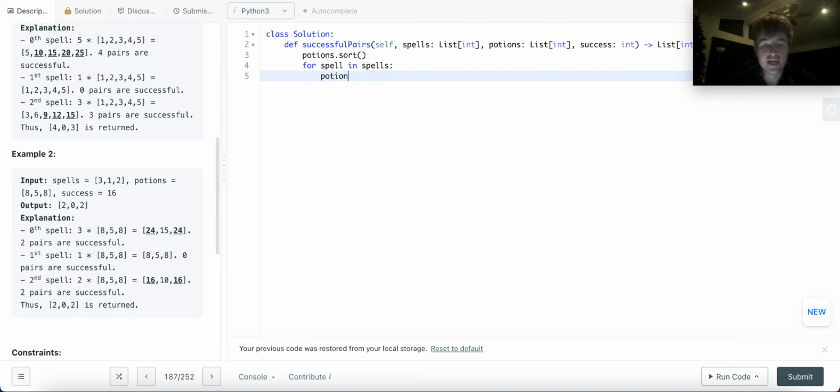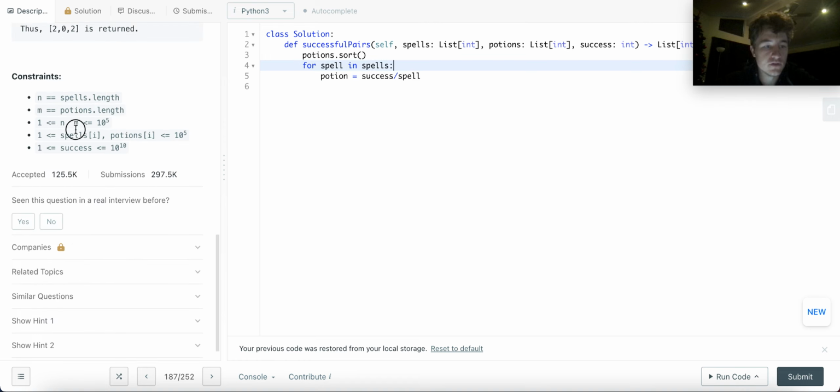So the minimum potion I need. For some reason that word looks so misspelled to me. I don't know why. The minimum potion I need is what again? Well, it's success divided by the current spell. Now make sure all the spells are greater than 0. Okay, good, because we don't want to divide by 0.